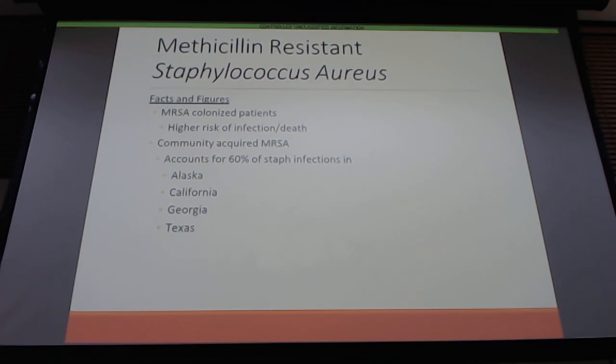And if you look at some of the leading states that have MRSA, you've got Alaska, California, Georgia, and Texas. That 60% ebbs and flows and fluctuates, and it depends upon the state and what's reported as well.